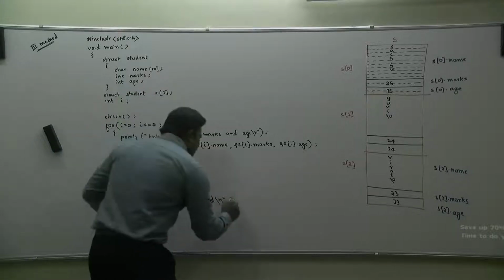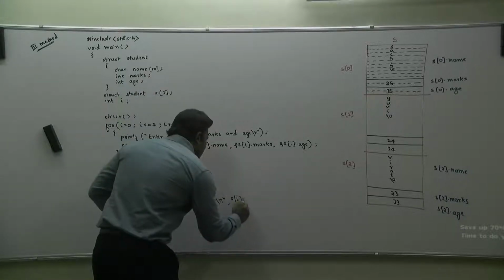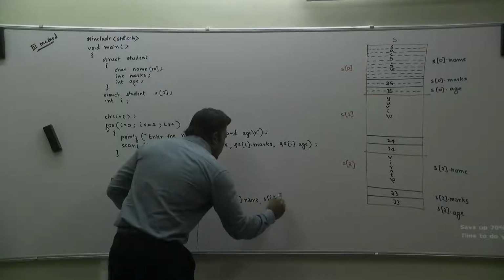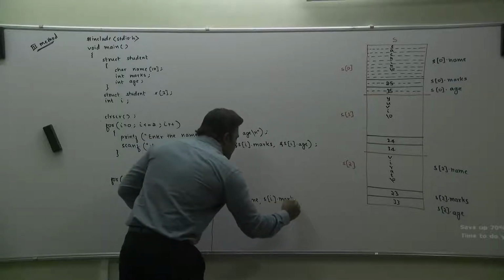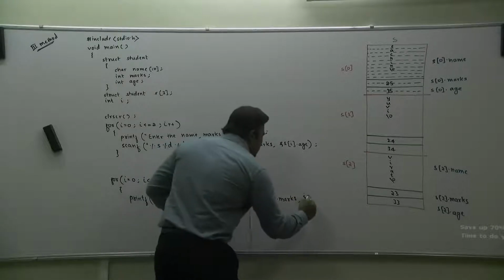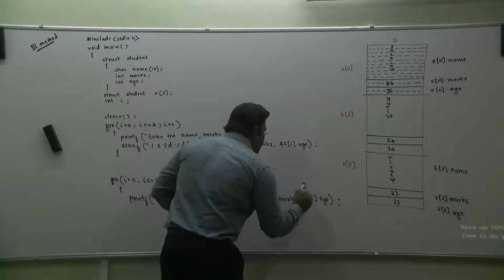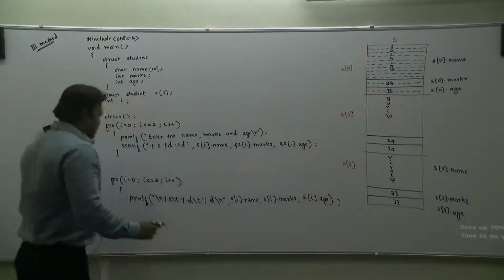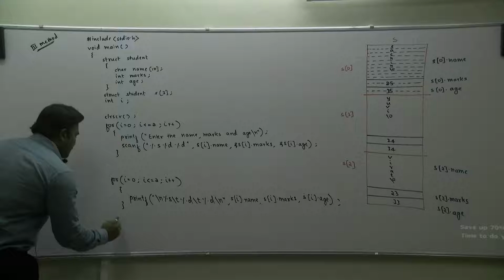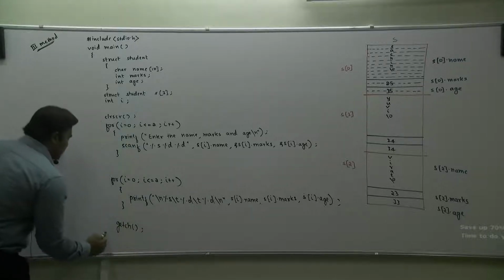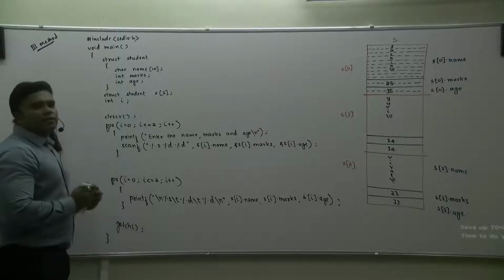And what all to print? First I will print s of i dot name. Next I will print s of i dot marks. Next I will print s of i dot age. I would be printing all this. This is the closure of it. And as normal, at the end I will tell getch. This is the closure of the program itself.